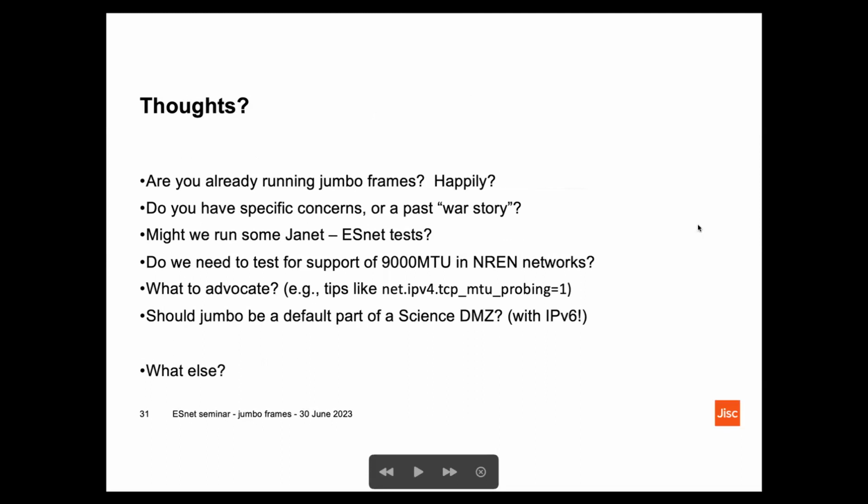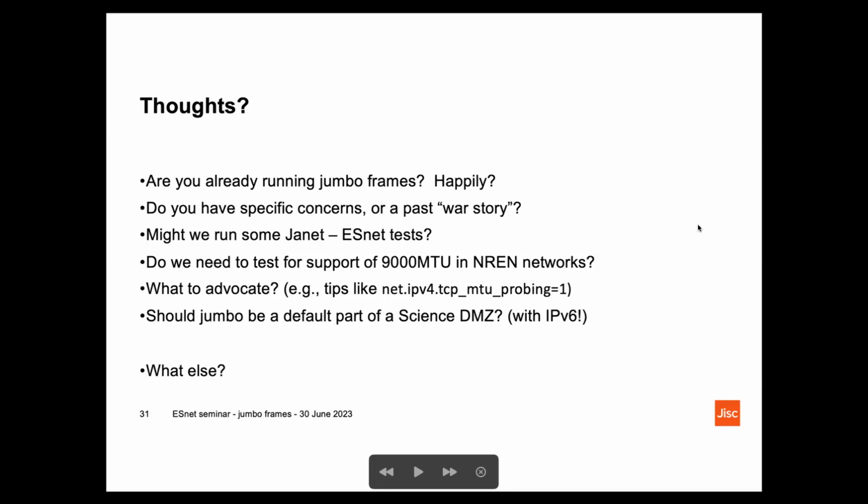It was interesting in a previous discussion we had in the UK with RAL, the big site at Harwell that hosts the WLCG Tier 1 for the UK. They've got 200 gig resilient onto Janet and another 100 gig optical to CERN. They turned on 9000 MTU a while ago. They had a very bad experience and immediately turned it off again. But credit to them, they learnt from that. A few months later, they turned it back on and now they're running it. They're very happy with it and they're not seeing problems. So that's a good news story.